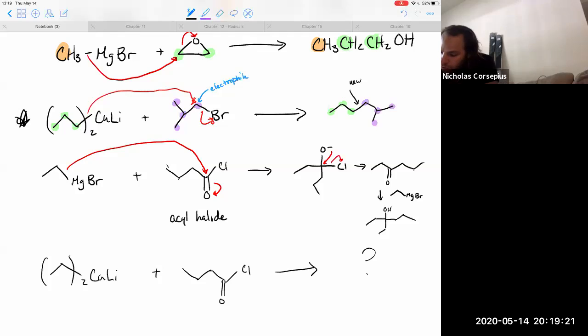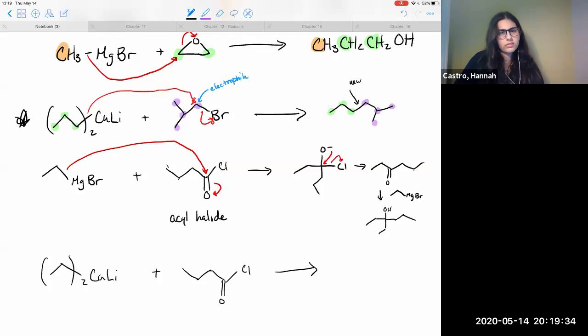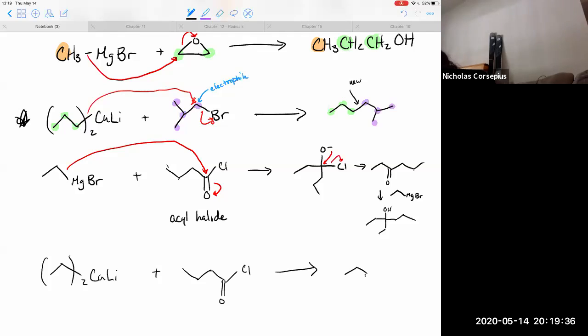All right, and then what happens with a Gilman and an acyl halide? I wanted to stack these two examples next to each other so we can remember that they do slightly different things. You get a ketone? You get a ketone. So this effectively stops at this step here, right? Remember, our Gilmans are not as good as our Grignards. Gilmans will react with acyl halides, but they won't react with ketones or aldehydes. So once you form that ketone, you kick off that good leaving group, you're stuck there.